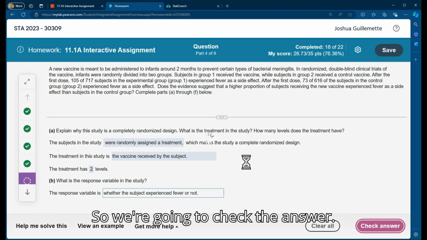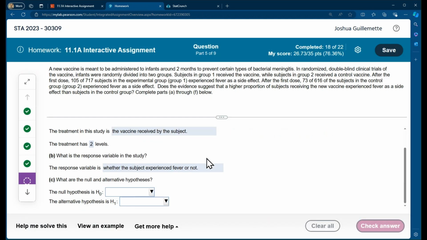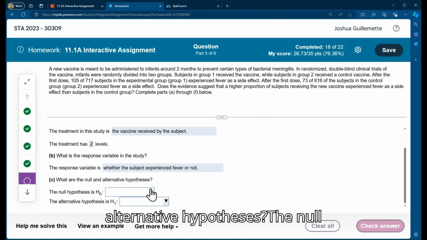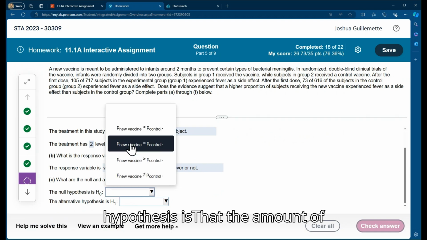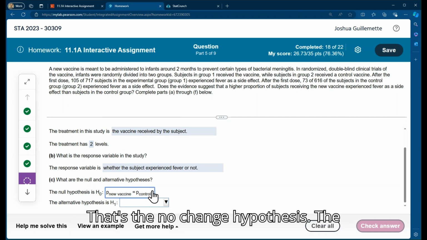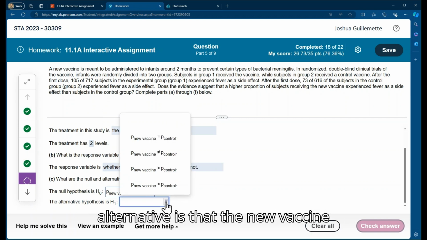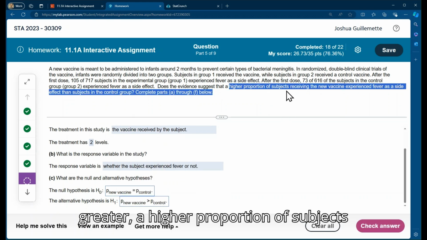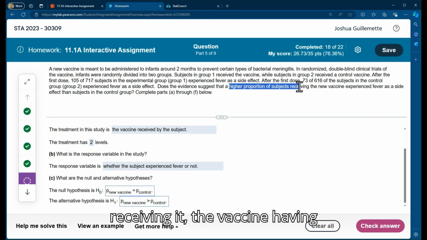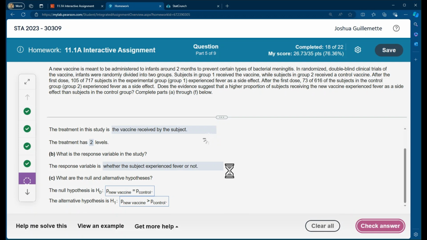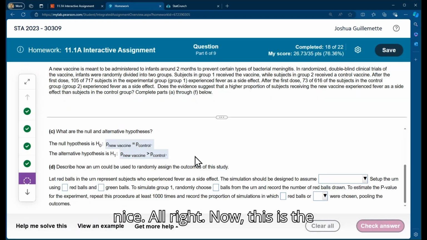Okay, so we're going to check the answer. What are the null and alternative hypotheses? The null hypothesis is that the amount of fever is the same. That's the status quo, the no-change hypothesis. The alternative is that the new vaccine actually has a higher rate of fever, a higher proportion of subjects receiving the vaccine having fever. So we're going to do that. Perfect. Okay. Nice.